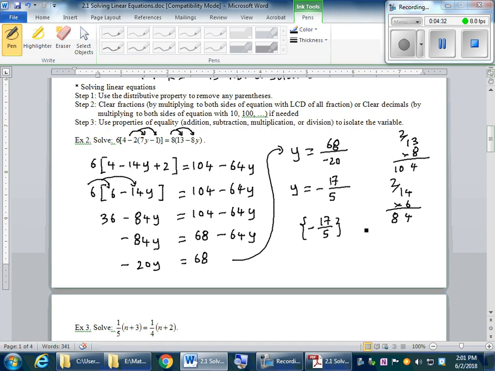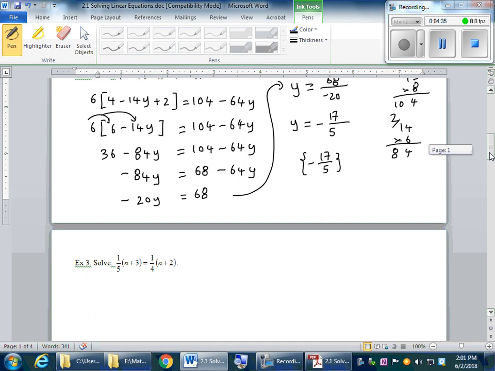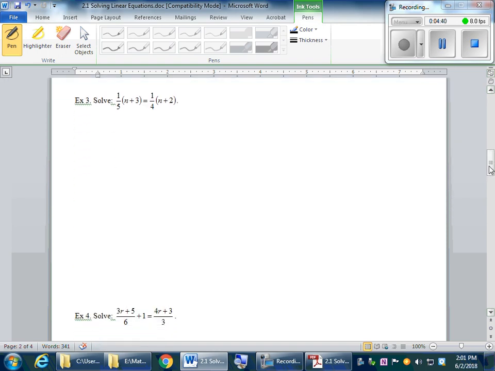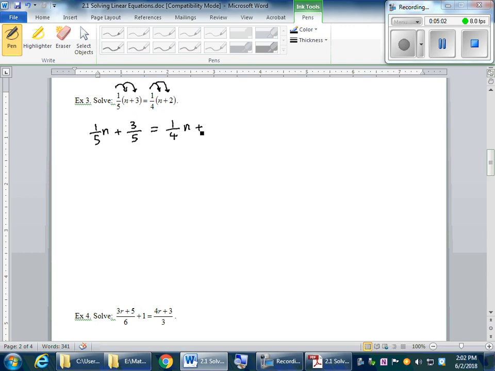Moving to the next question. Example 3. How do we solve linear equations containing fractions? So first, as usual, we distribute into both of the terms, which will become 1/5 n plus 3/5 is equal to 1/4 n plus 1/2, because 1/4 times 2 over 1, when you reduce it, gives you 1/2.